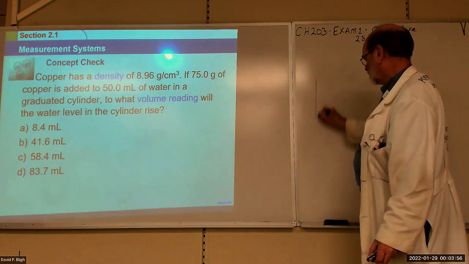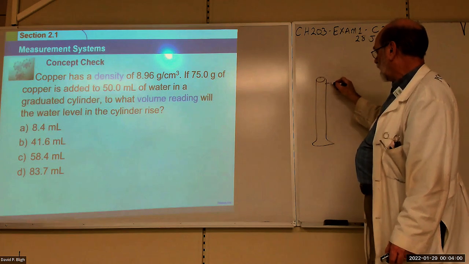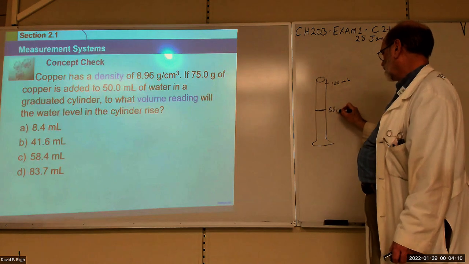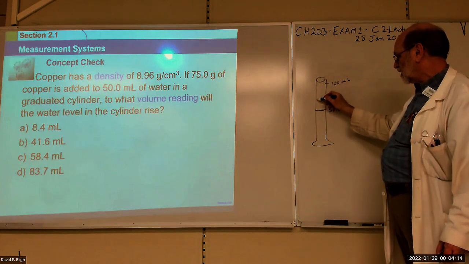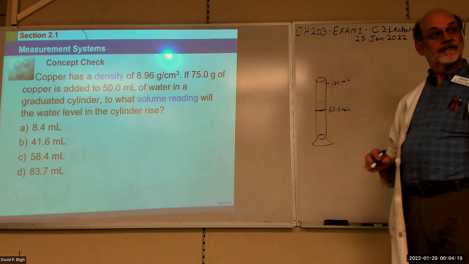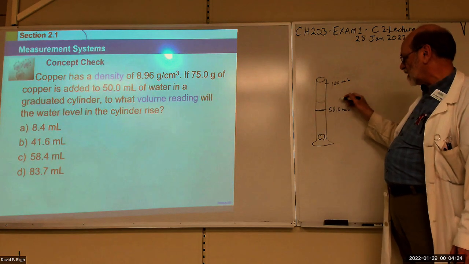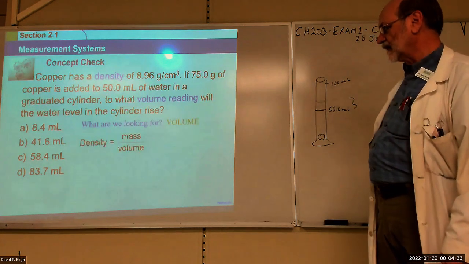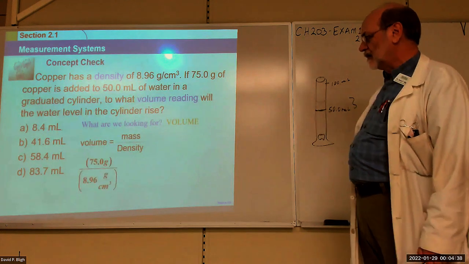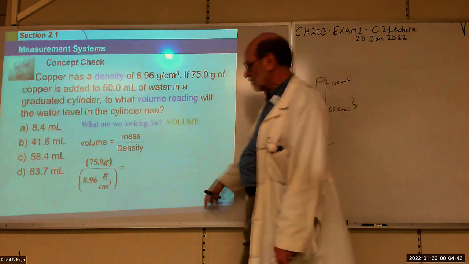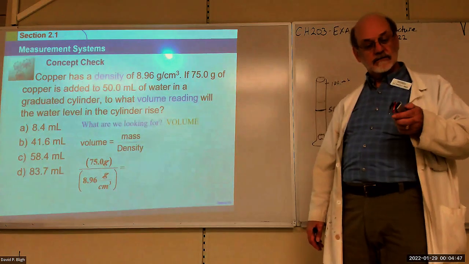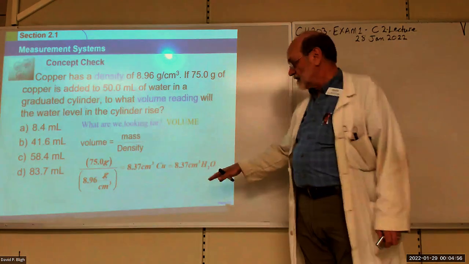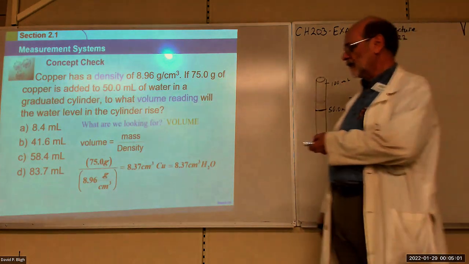Right. And sometimes it helps to draw pictures. If we've got a 100 milliliter volumetric flask and it's 50 right here with water, then when we add our object in here, the new volume is going to be up here somewhere. So we want to know what this volume is because that will determine the added volume here. And then the answer is the total. So it's a multi-step problem. We're looking for the volume of the object. So we solve for volume, plug in the values, which, as luck would have it, will properly cancel to cubic centimeters, which is equal to milliliters. So this is the volume of copper, which is the volume of water displaced. So 8.37 plus 50 is 58.37 or 58.4.